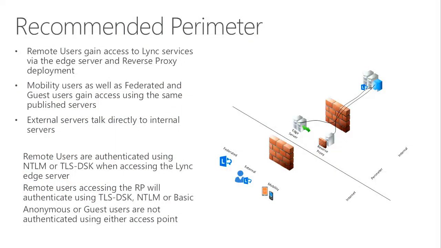Recommended perimeter. It's a freehand tool, again, I hate Visio. I'm sorry about the black lines here, but we know that the edge is always communicating with our pool. There's replication, and our reverse proxy is also talking to the front-end web services on our pool. Federated, we're coming through the edge server. We're pulling that traffic. Remote users gain access to the Lync services via the reverse proxy and edge server. Mobility users are also gaining access, but we'll do this build first.